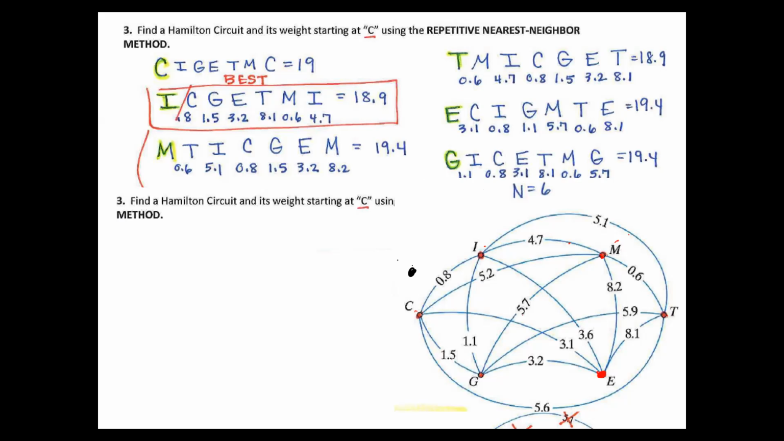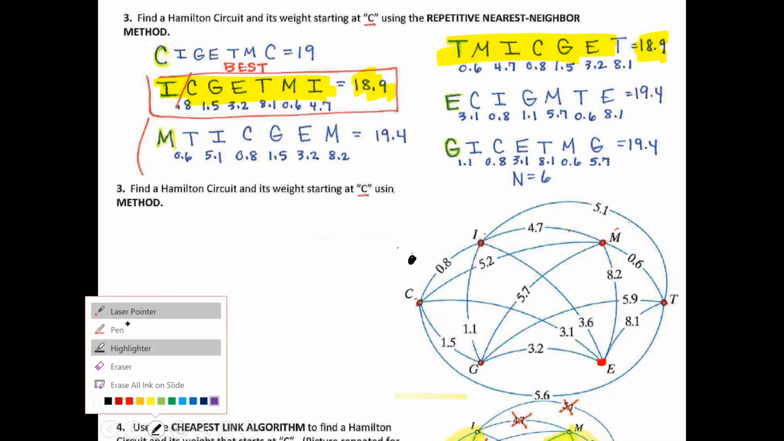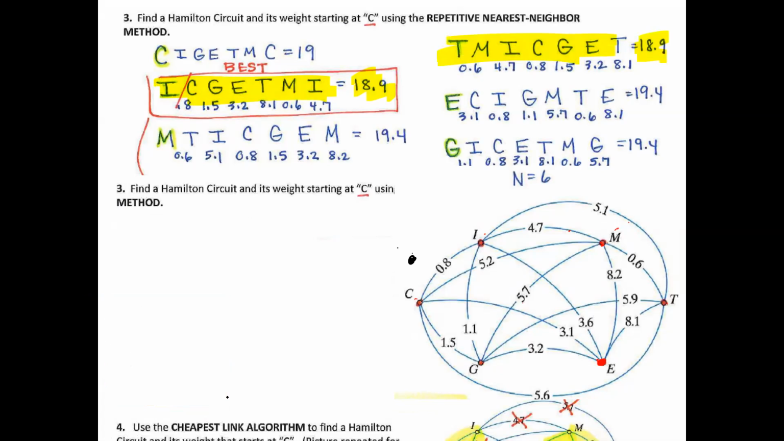So looking at this, which one is going to be the most optimal route? It is going to be either this one here or this one here, because both of them have an 18.9. And because it has to start with C, I'm going to start with C right here, and my path is going to be C, G, E, T, M, I, back to C, which is equal to 18.9 for this one.